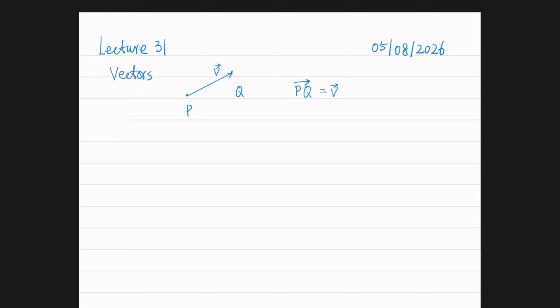A vector has two components: direction, where it goes, and magnitude, also called norm or size. They all mean the same thing.